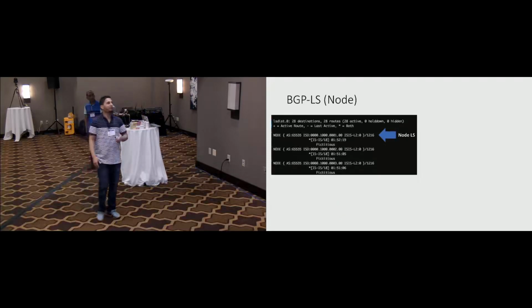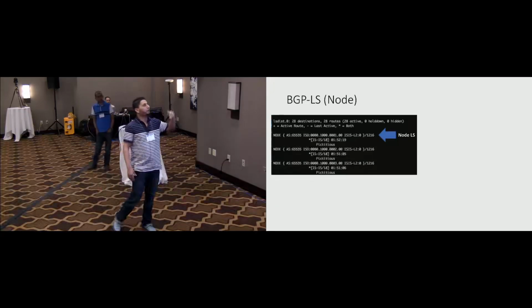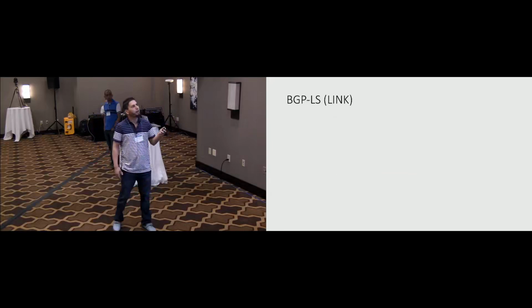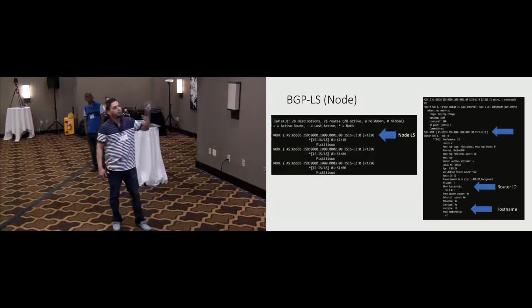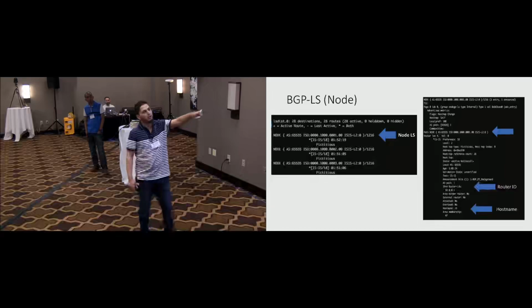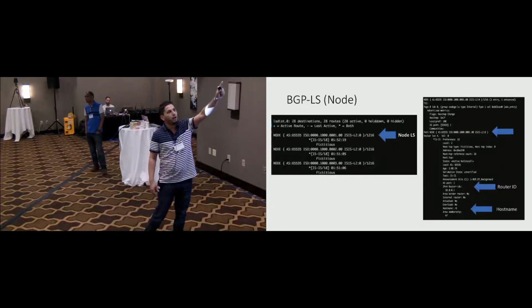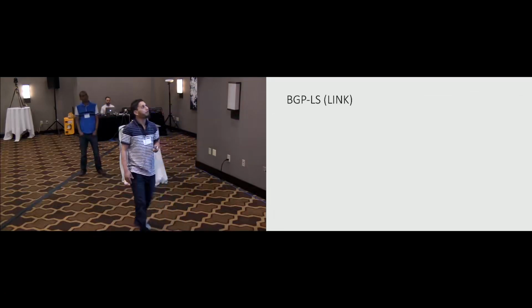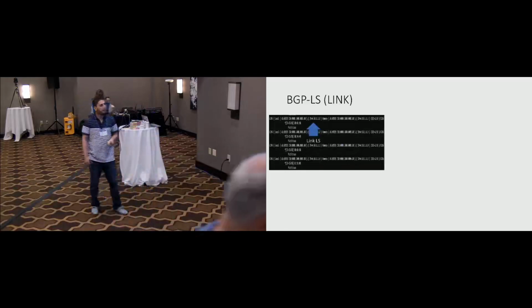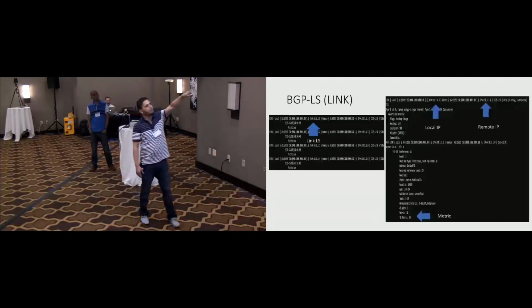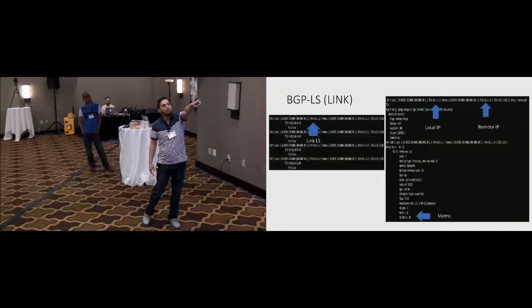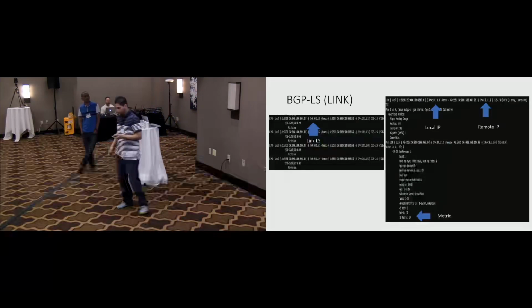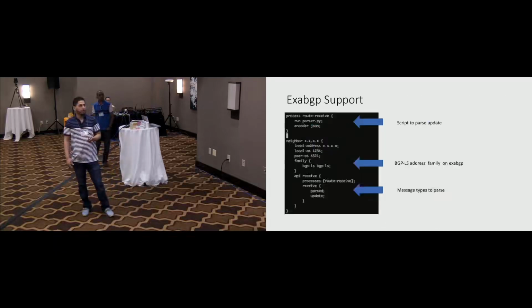So this is basically a snippet from a Juniper router showing you 3 nodes. If I look more into the first one, you can see it has information about router ID, host name, what protocol it's running, what area it's part of, and all that good bits. And if I look into BGP-LS for the link, you can see it has information about local and remote IP on that link, what's the local and remote router ID, what's the TE metric for that link. So once you have that information, you can pretty much define the topology using it.